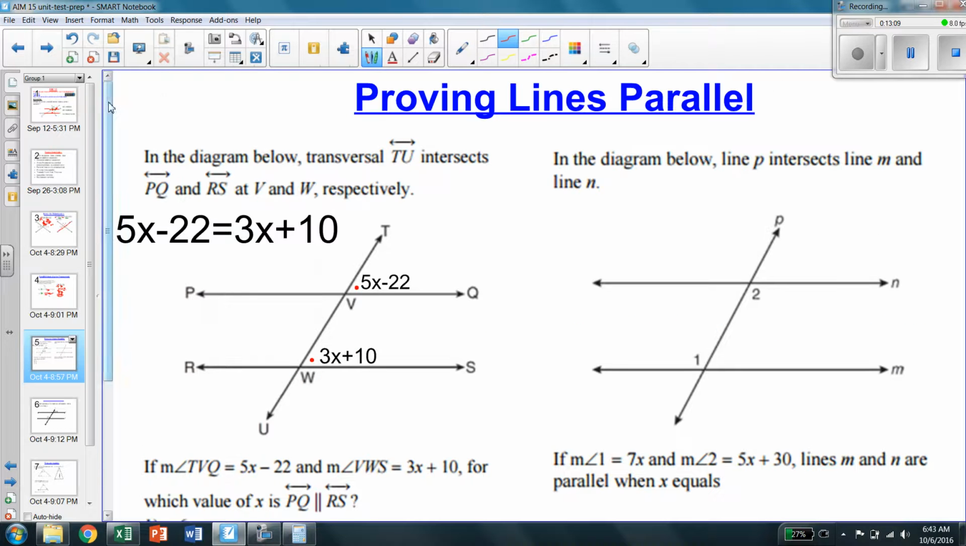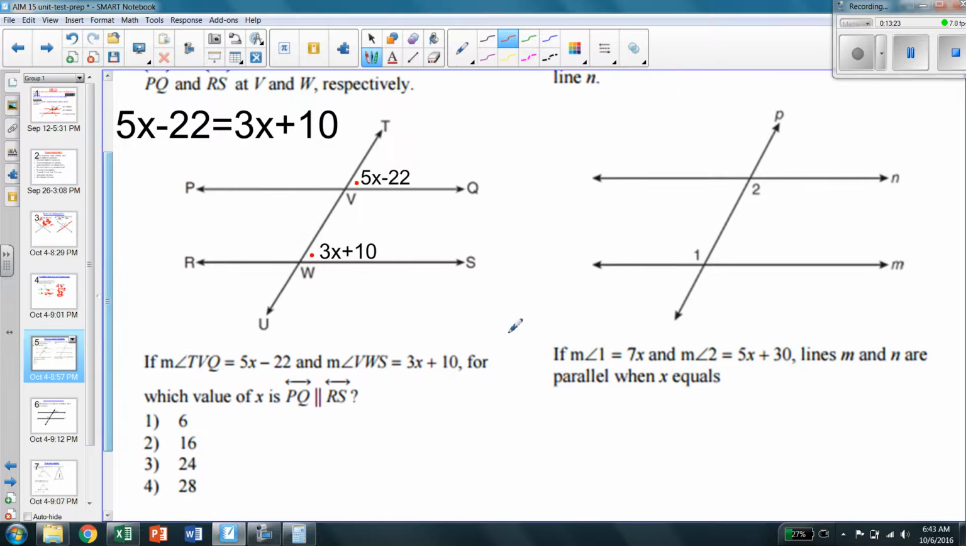Let's see, did we miss something? Okay. In the diagram below, line PQ intersects M and N. So here, line P intersects M and N. And then we have some markings in here for those angles. If measure of angle 1 is 7x, and the measure of angle 2 is 5x plus 30, okay, lines M and N are parallel when x equals.